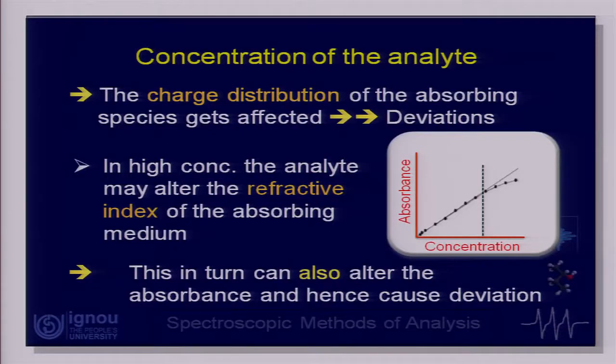Another possibility when the analyte concentration is high, in addition to the species interacting with each other, is that the refractive index of the medium per se changes, and that also can lead to changes in the absorbance. As a consequence, there is a deviation from the linearity as expected from the Beer-Lambert law. That is as regards the concentration of the analyte.